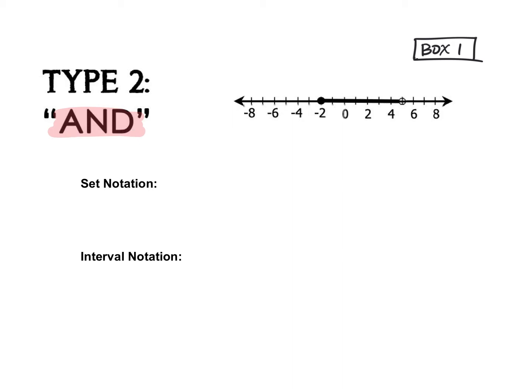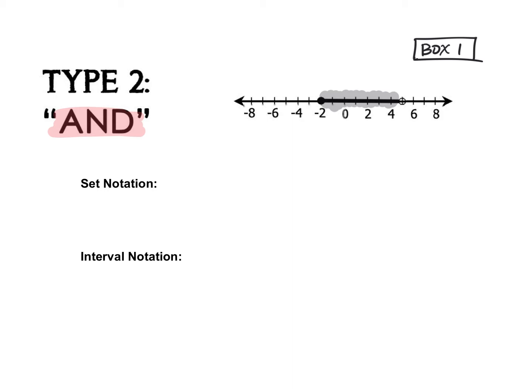All right, an AND compound inequality is basically when your solution set is between two numbers. So the shaded region actually meets in the middle. As you can see on this example, my shaded region meets in the middle between the numbers -2 and 5. Okay, so let's go ahead and write our set notation for this problem.